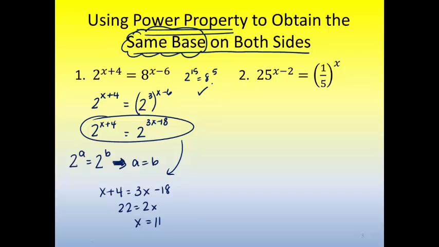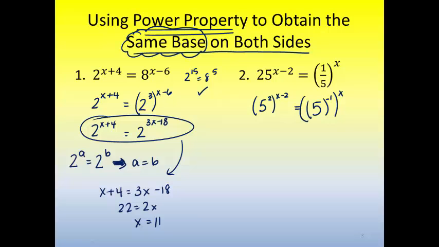Using a similar technique, we're going to change these both to the same base, but this time I have to transform a 25 and a 1/5 to have the same base. So I do need to consider the relationship between 25 and 1/5. And the relationship between 25 and 1/5 is that they both could have a base of 5. On the left side, I'm going to make this 5 squared to the power of x minus 2. And on the right side, I'm going to make it 5 to the negative 1 power to the power of x. I don't need that many parentheses, but there they are.